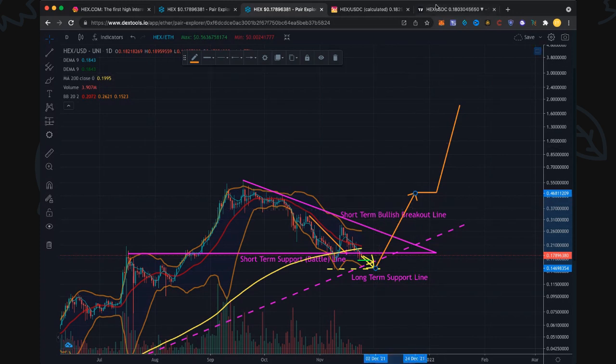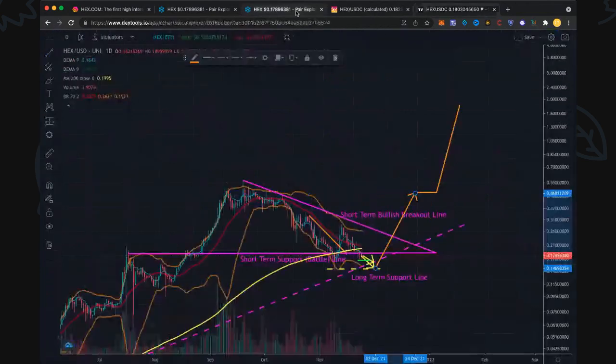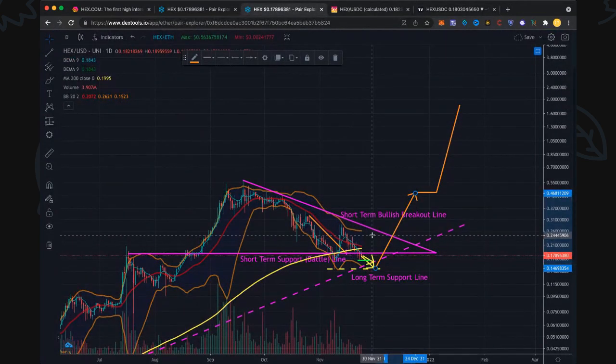Now we've obviously got on the 2nd here of December, we've got the 2nd birthday, and hopefully we're going to have an announcement on PulseChain about then. So we're supposed to have the testnet coming up. I think testnet will be pretty bullish, and that will also help feed us. So we've got the testnet, we've got HexScale in December, all in this period here.